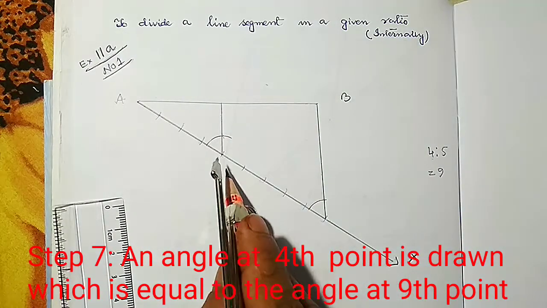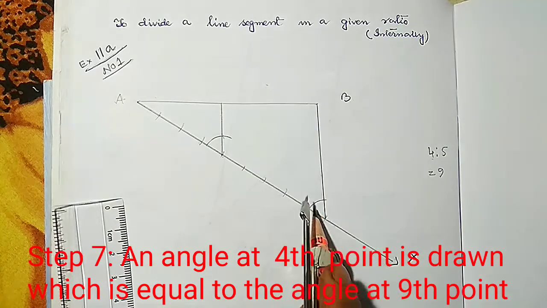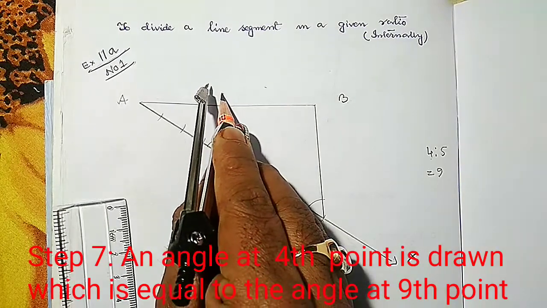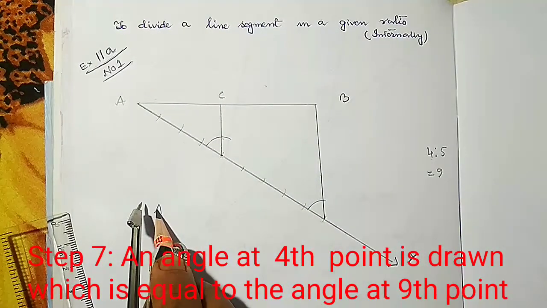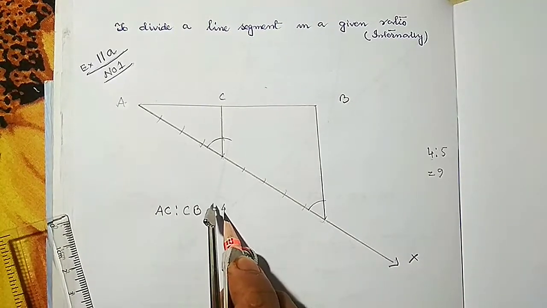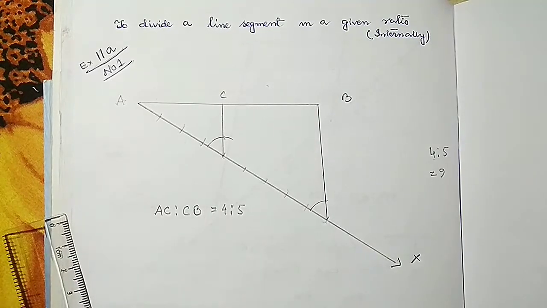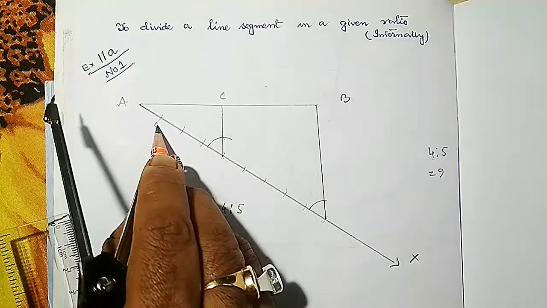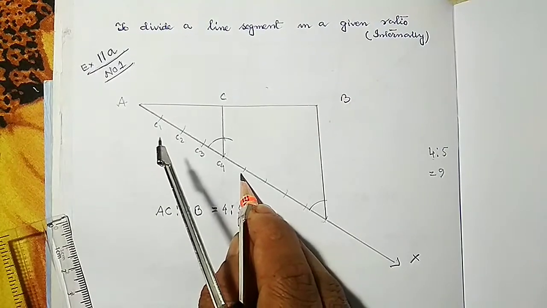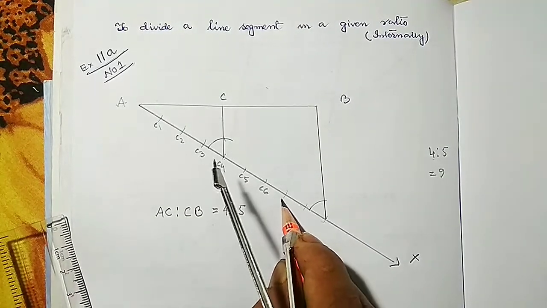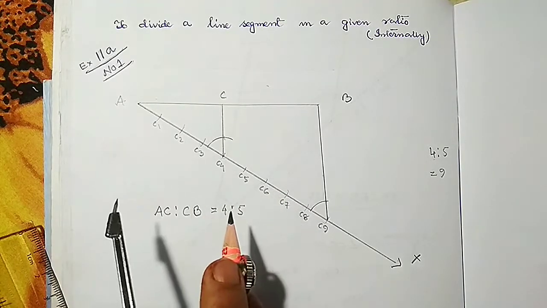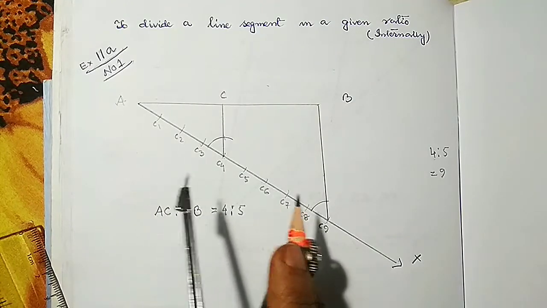Once I have joined, now I can see this line and this line are parallel because these 2 angles are equal. So definitely this line and this line will be parallel, and let it be point C. So AC is to CB will be equal to 4:5. Now I have not marked these points. These points I can mark C1, C2, C3, C4, C5, C6, C7, C8, C9. Clear? This is how you have to divide a line segment in the given ratio.